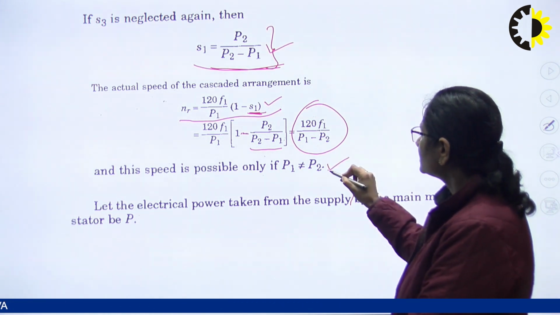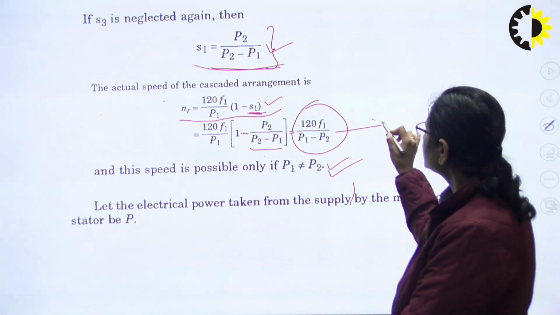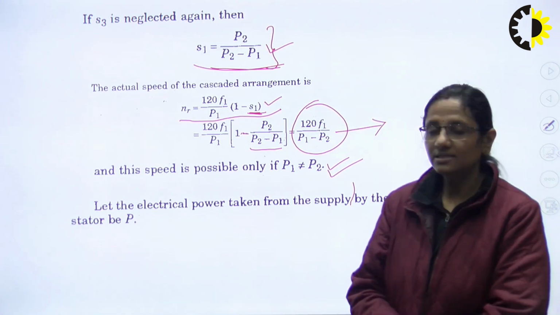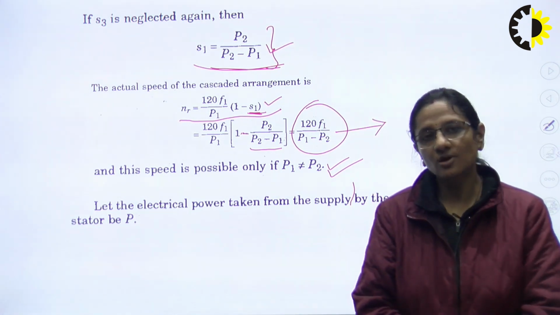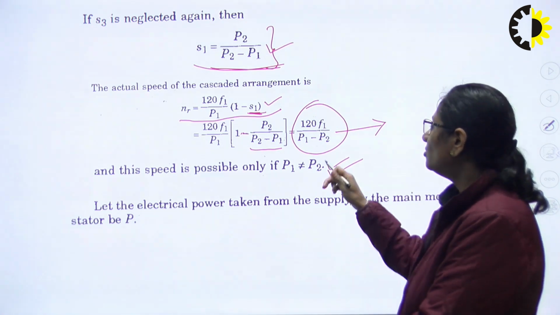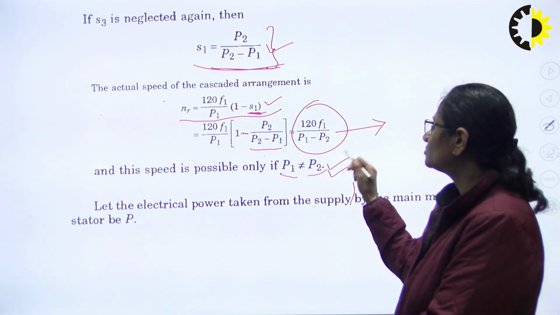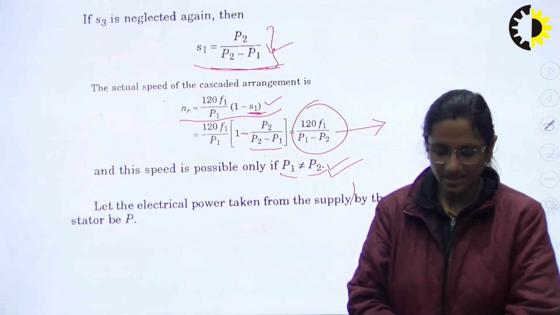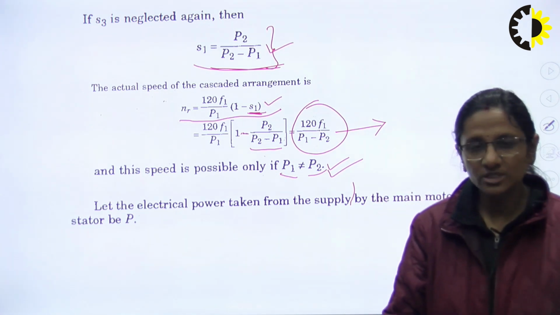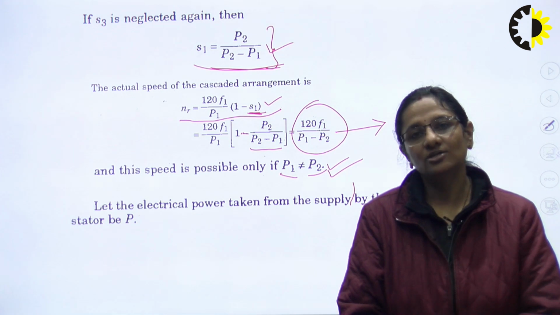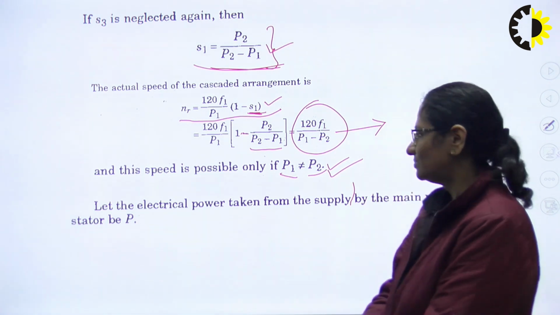And this is a fact which can be seen from here, that this operation is possible only if the number of poles of the two machines are different. If the number of poles of the two machines are the same, this kind of operation is not possible.